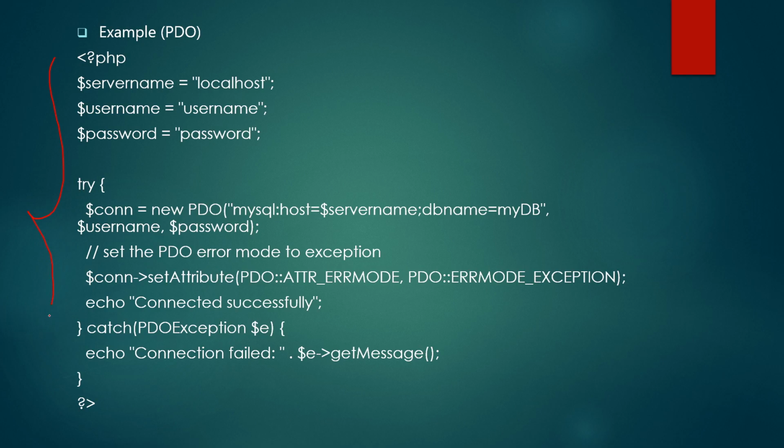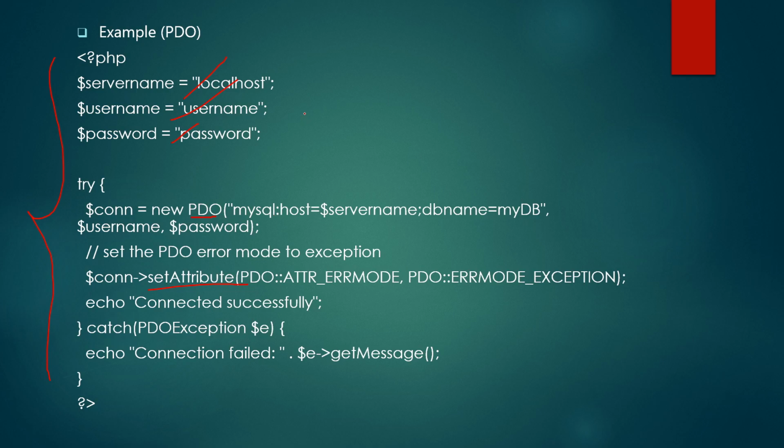First, I have declared some variables: server name, then username and password. Now I have written the entire code inside the try block. First I'm creating an object of the class PDO, and this is how the syntax is. I'm just going through the code. I know we haven't covered PDO in any previous video, so we will be learning about PDO in the next videos. We will learn what this set attribute is and all the concepts that you need to know about PDO. But this is how the PDO code looks.